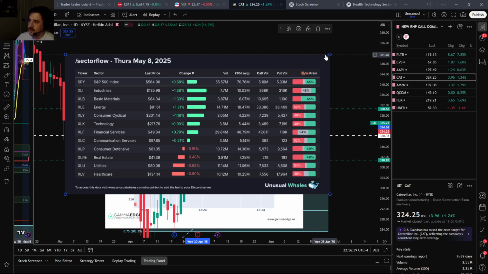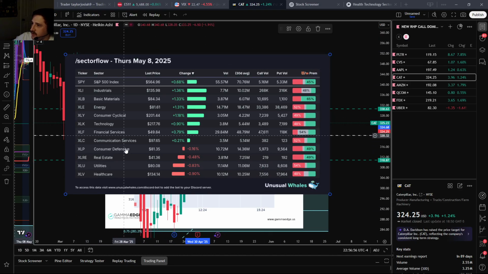But we can see here that industrials, basic materials, and energy are the most significant change. So I'll be looking at these sectors. That's one of the things I looked at when creating this watch list. So you do see, for example, industrials and CAT and Uber on there.